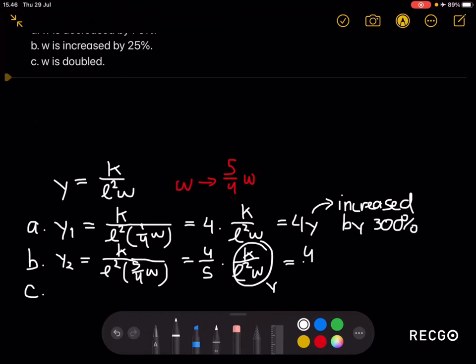So this becomes 4 over 5y. So our new value of y is actually 4/5 the original value, which means that our new value of y is actually decreased by 20%.